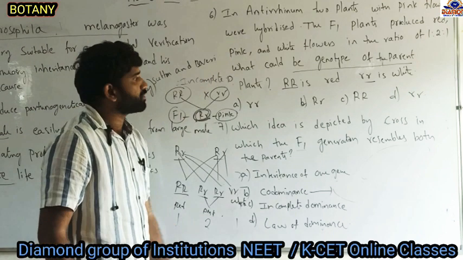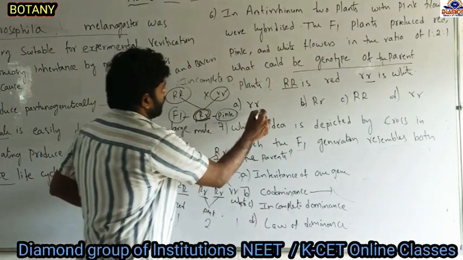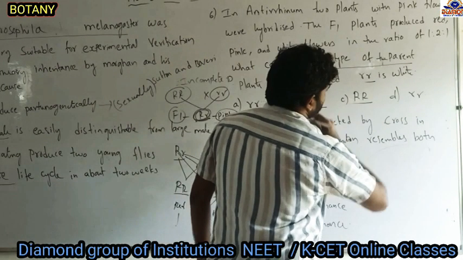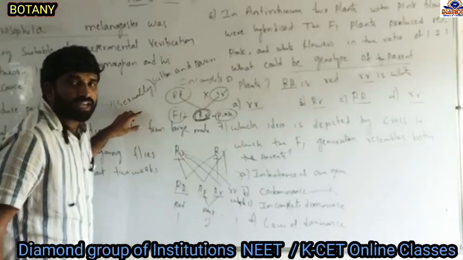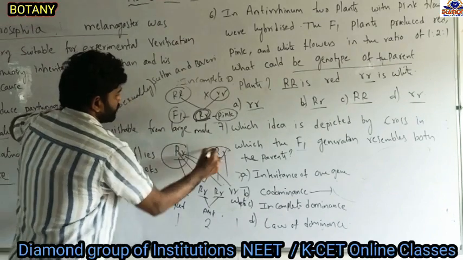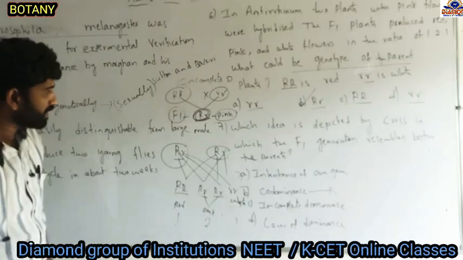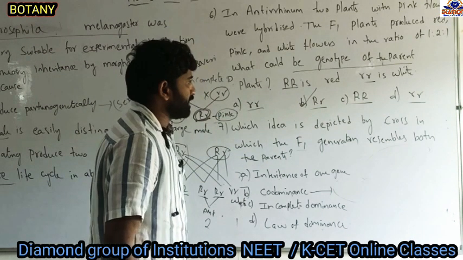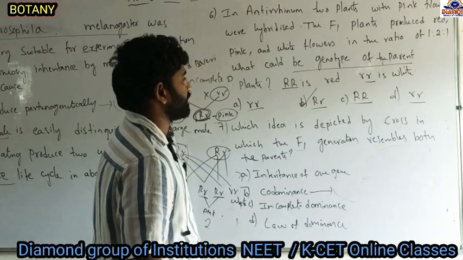So now the genotype of the hybridized plant is given as option A small r small r, option B capital R small r, option C capital R capital R, and option D small r small r. So the genotype of the hybridized parent should be capital R small r. Answer is B.